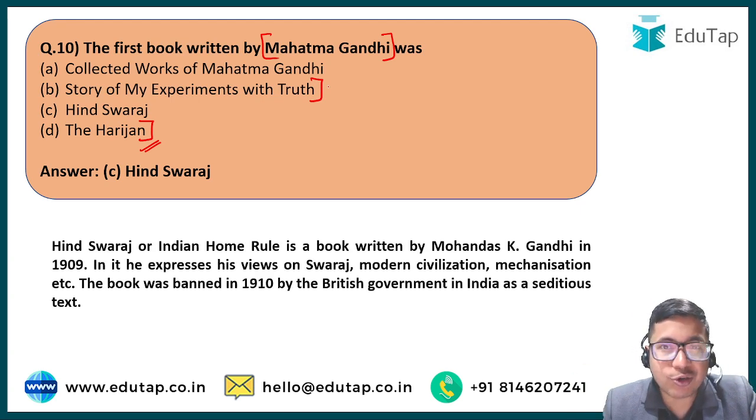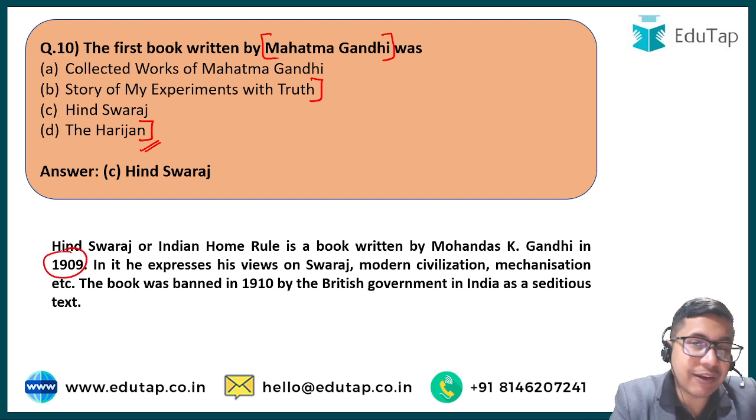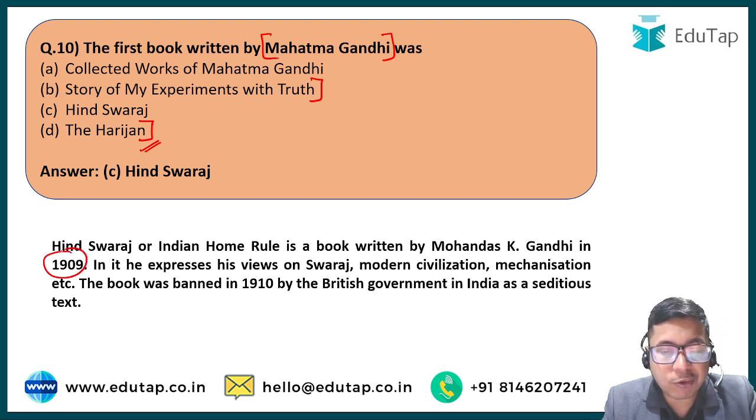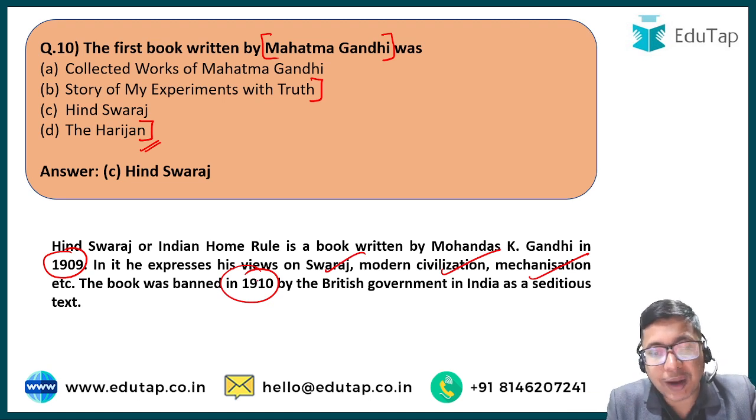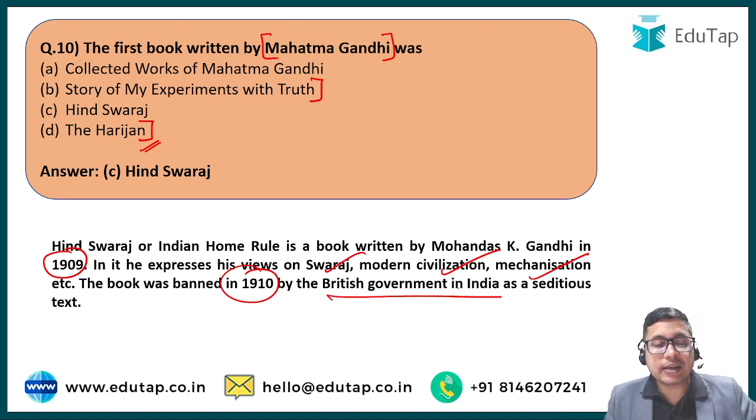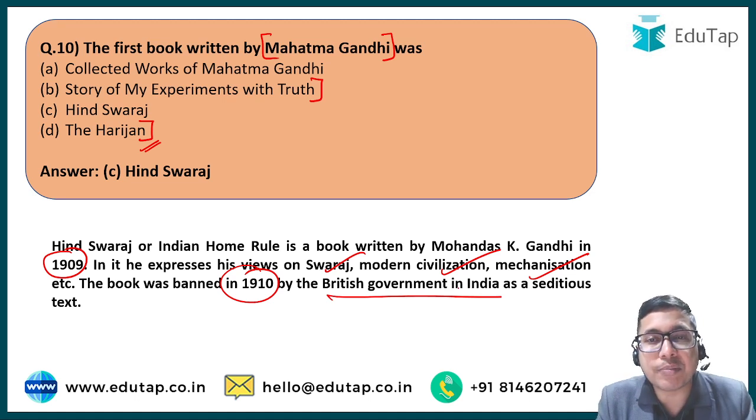Hind Swaraj or Indian Home Rule is a book written by Gandhiji in 1909. Before he even came to India, he wrote this particular book and he expressed his views on Swaraj, modern civilization and mechanization. And this book was banned in 1910, the next year. After 1 year, the book was banned in India by the British government as a seditious text, as it was not in consonance with the policies of the British Indian government.